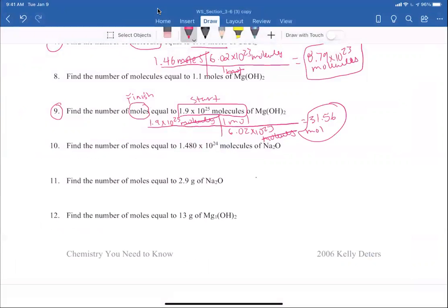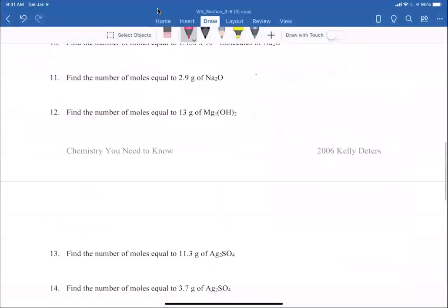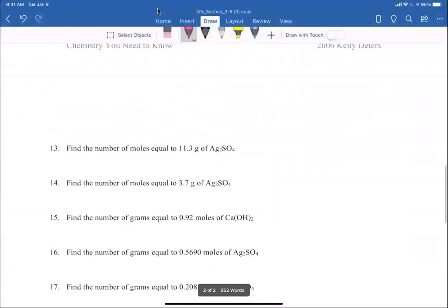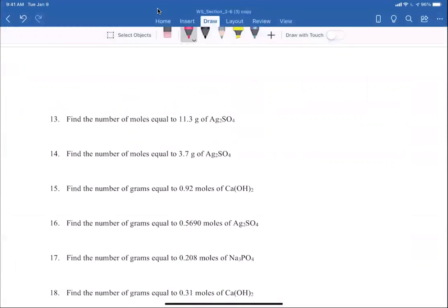Okay, now let's do one with mass, and then finally we'll do a two-step one, okay? So I'm going to let you guys try it by yourselves. Can you guys try number 13, please?